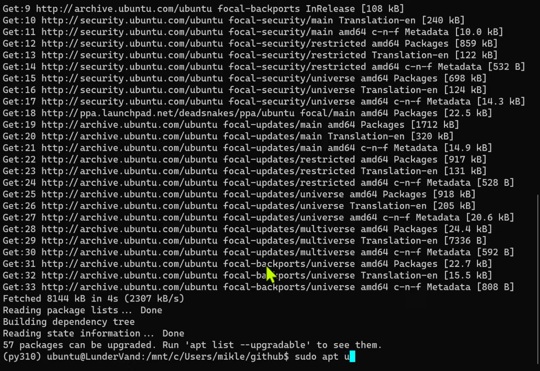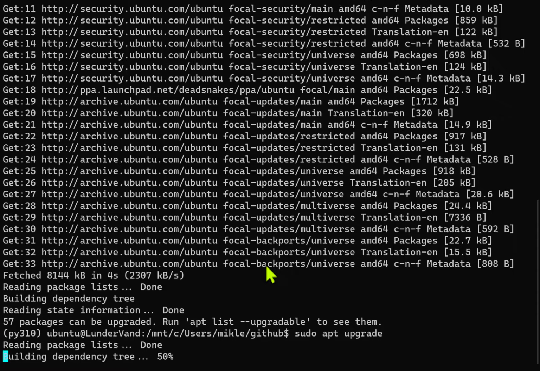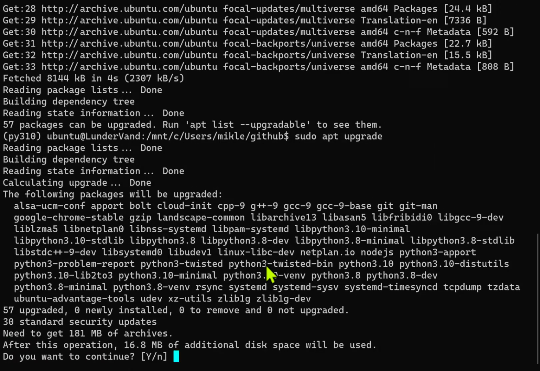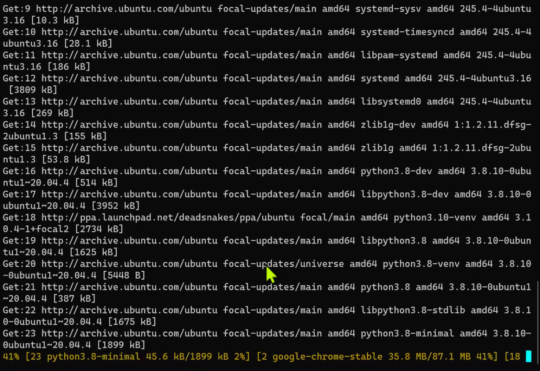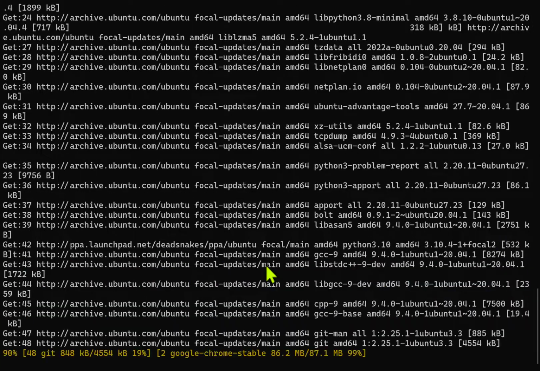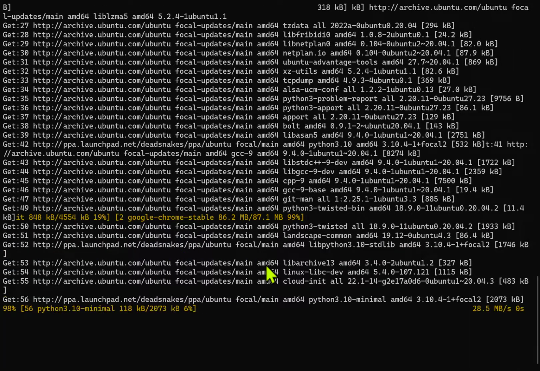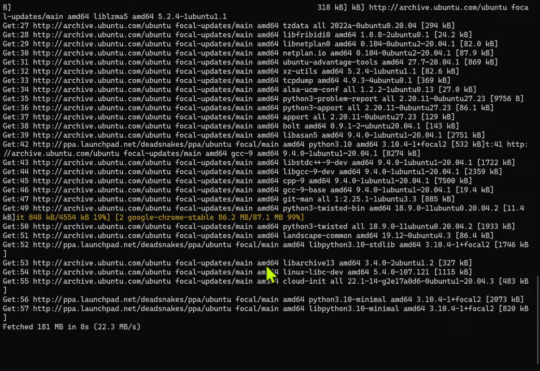Sudo apt upgrade. Now we'll upgrade any local software based on the new repository info. Maybe go a little smaller on my font size so that it doesn't have as many line breaks as it upgrades everything.